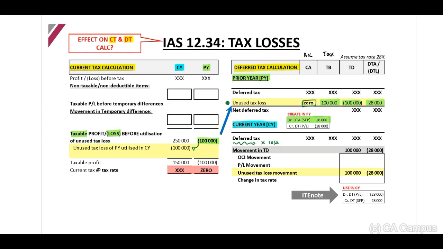Okay. When you look at our current tax calculation, you will identify that we deduct the 100,000 from our taxable profit. And this decreases our taxable profit to 150,000.